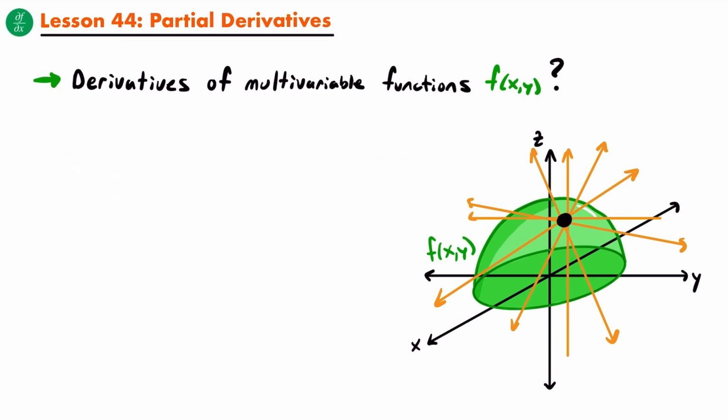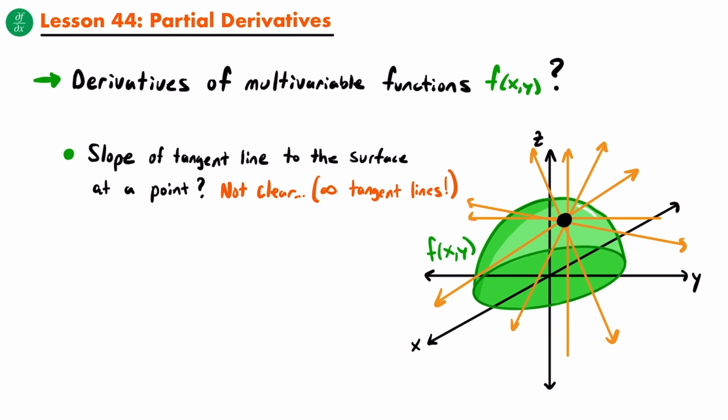That's too ambiguous. It's not clear enough because there are an infinite number of tangent lines at a point on a surface. And note that I am talking about tangent lines here, not tangent planes, which is something different. We look at that later in Calculus 3. Right now we are talking about tangent lines. And so because there are an infinite number of tangent lines at a point on a surface, we have to take a different approach to what it means to find a derivative of a multivariable function.